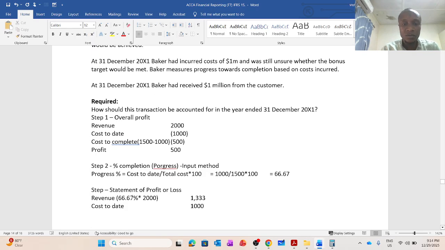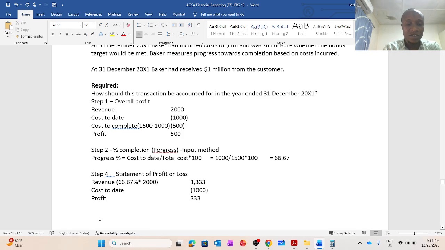Therefore, this is the profit, equals to 333. Simple. Step 4, we are going to determine the component of the statement of financial position. Step 4.